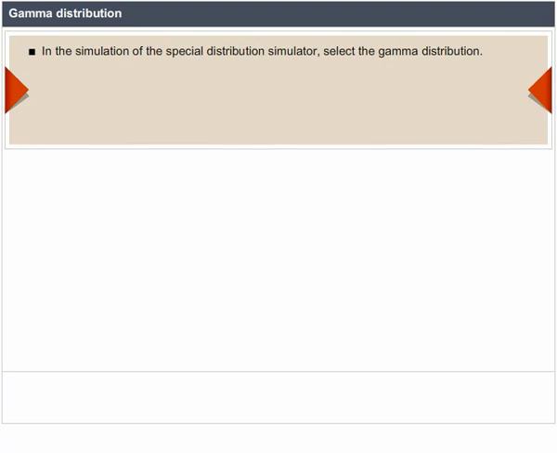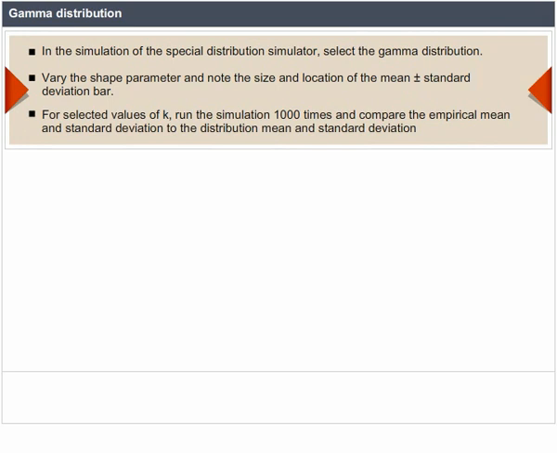In the special distribution simulator, select the gamma distribution, vary the shape parameter and note the size and location of the mean plus or minus standard deviation bar. For selected values of k, run the simulation 1000 times and compare the empirical mean and standard deviation to the distribution mean and standard deviation.